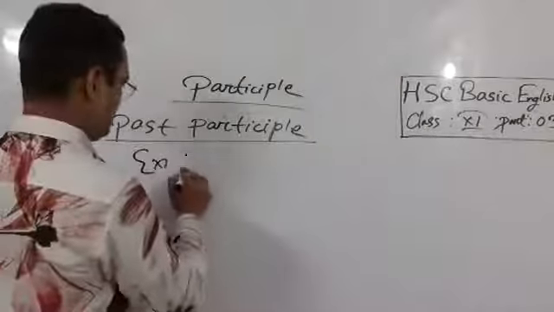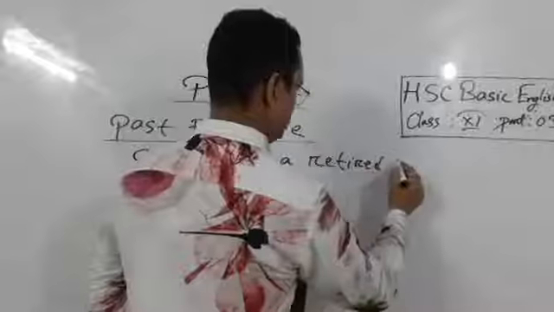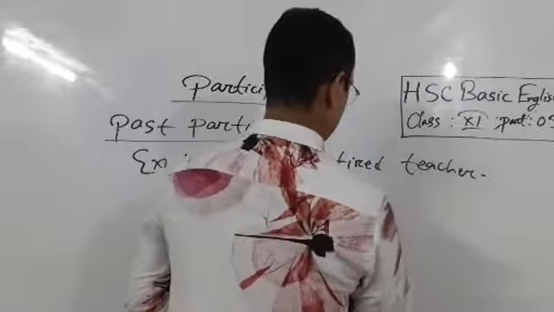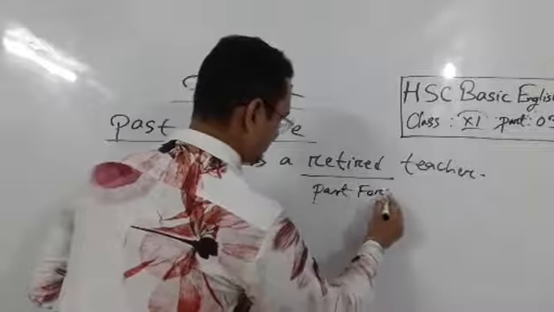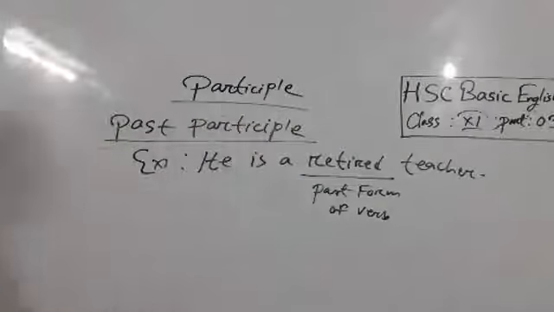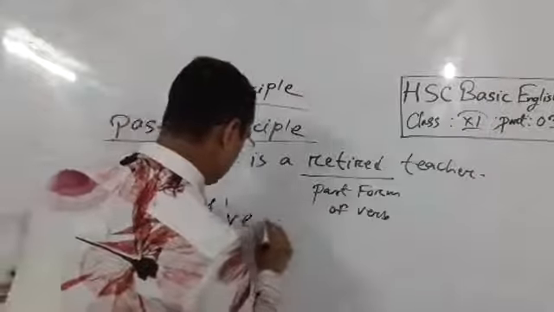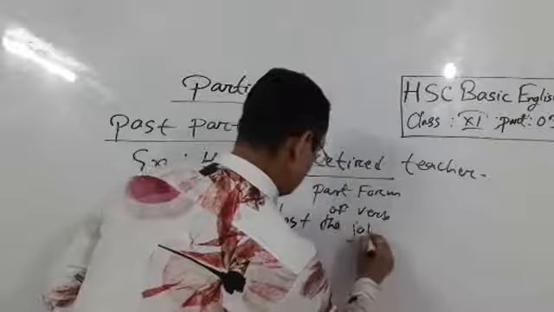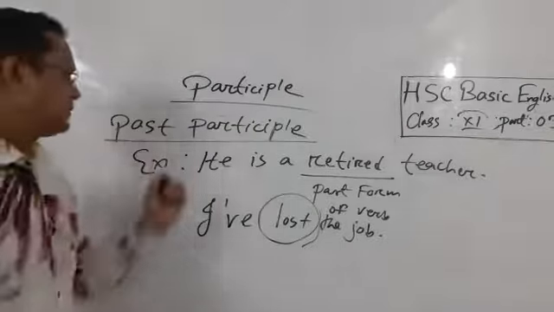For example, he is a retired teacher. He is a retired teacher. Past form of verb. Retired, retired form. Or another example, I have lost the job. Lost. It's also the past form of a verb. It's a past participle form.